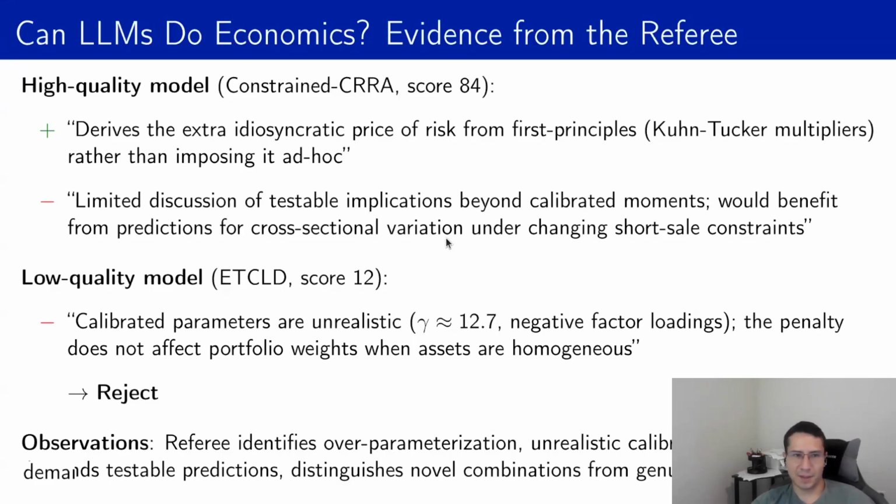And then also, an example of a low score would be that calibrated parameters are unrealistic, so gamma equal to 12.7, like a negative factor loading, so that's a lot. And then the penalty does not affect the portfolio weight, so it would score it 12. So even though we're using the same model for generating and for scoring, it's not self-congratulatory, in the sense that models can get and do get very low scores. So the referee will identify overparameterization, unrealistic calibrations, and demand testable predictions.